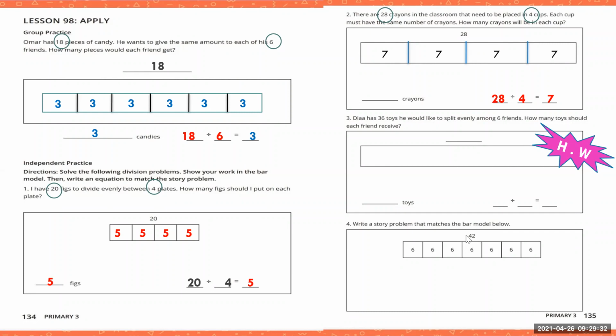You have the total 42 and we divided it into how many spaces? 1, 2, 3, 4, 5, 6, 7. We divided it into 7 equal parts and each part will get 6. You should write a story problem here.